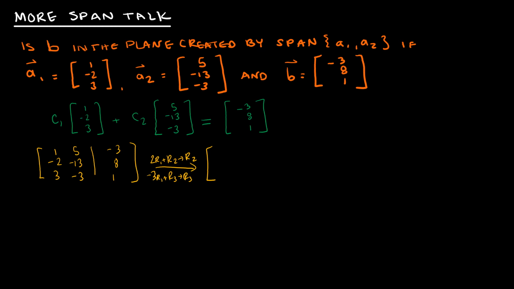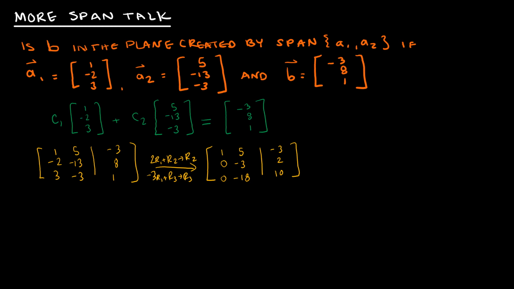So row 1 is going to remain the same, 1, 5, negative 3. Row 2, I'm going to end up with 0, negative 3, 2. And row 3 is going to be 0, negative 18, 10.